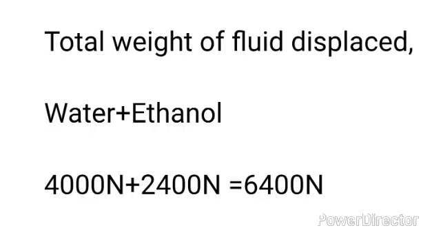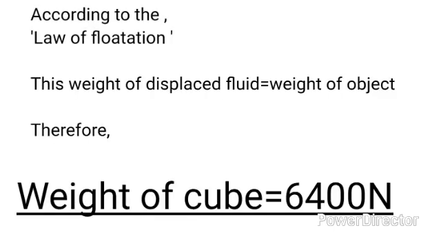The next thing will be to bring together the total weight of the liquid that was displaced. We are going to add the weight of water displaced to the weight of ethanol displaced. So if we add 4,000 Newton to 2,400 Newton, we get 6,400 Newton. Now 6,400 Newton becomes the total weight of the fluid that was displaced.